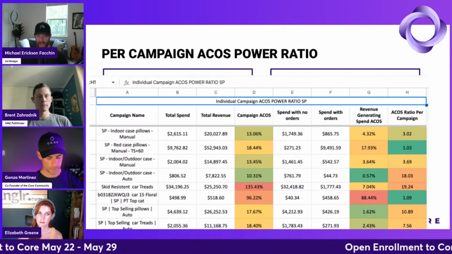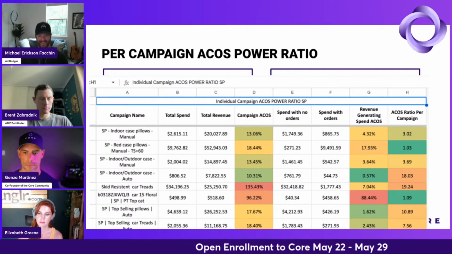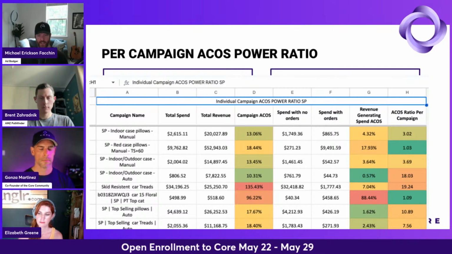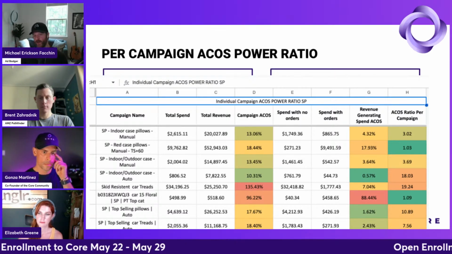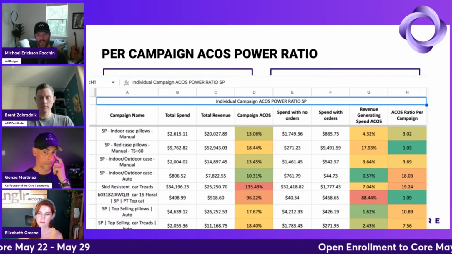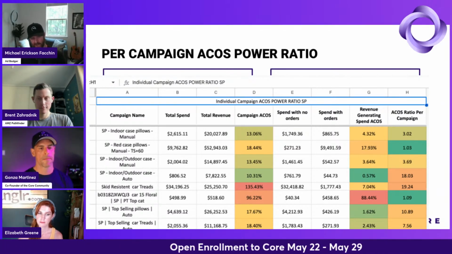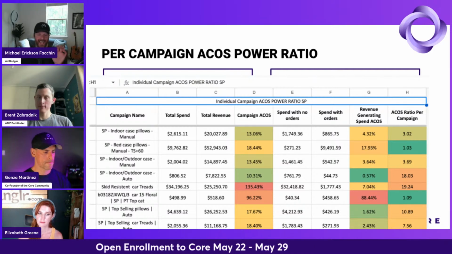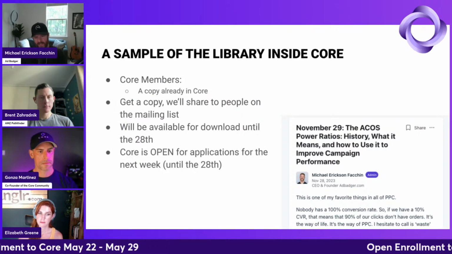Take a look at this one. One really bad offender, $34,000 in spend, $25,000 in revenue. My ACOS Power Ratio is way up there at 19. So way, way above like the 3 or 4 that you'd want to see for a reasonable pairing of account level ACOS or campaign level ACOS, and then the ACOS of things with orders. So I absolutely love this.